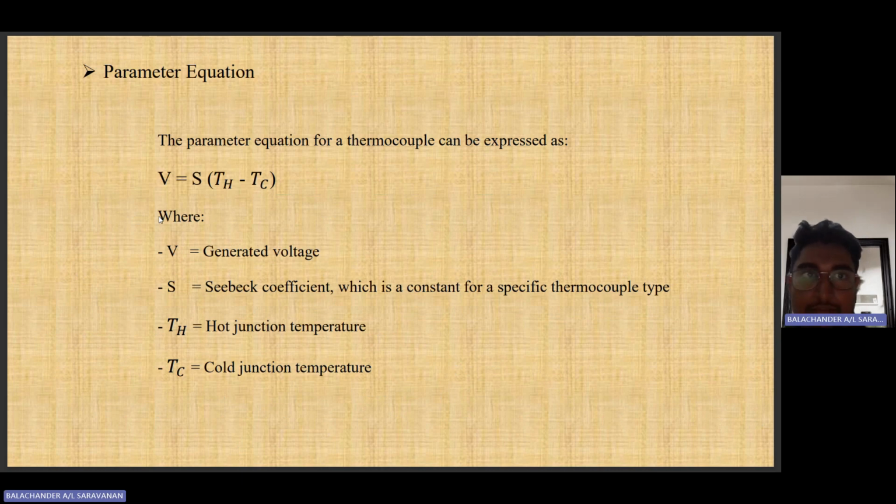This is the parameter equation. The parameter equation of a thermocouple can be expressed as V equals S times TH minus TC. So here we can see V is the generated voltage, S is the Seebeck coefficient, which is a constant for a specific thermocouple type, TH is the hot junction temperature, and the last one is TC, the cold junction temperature.